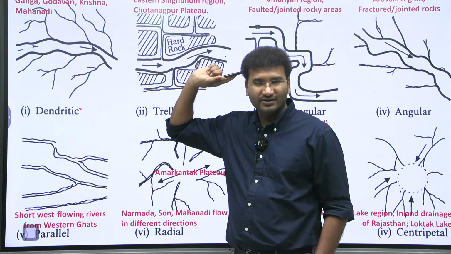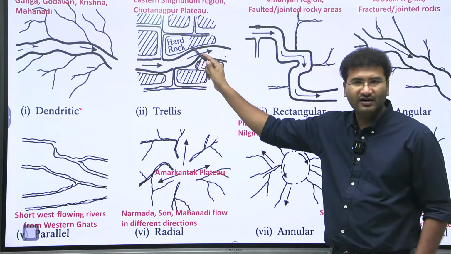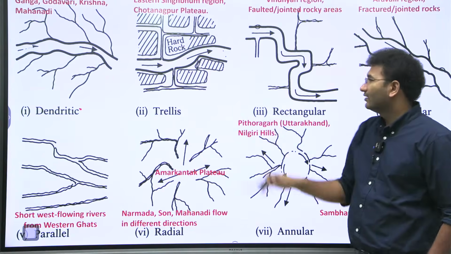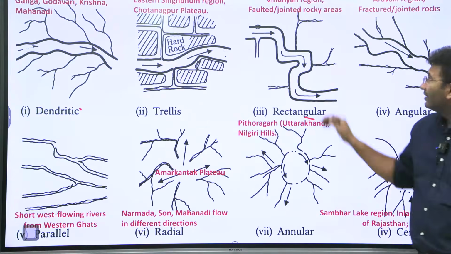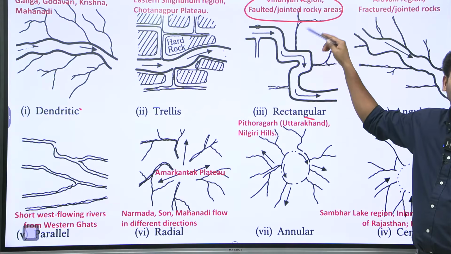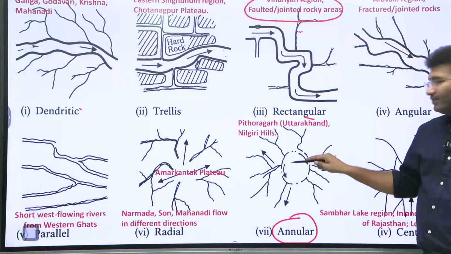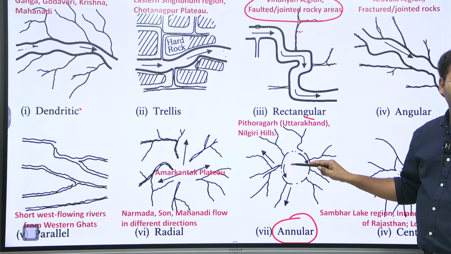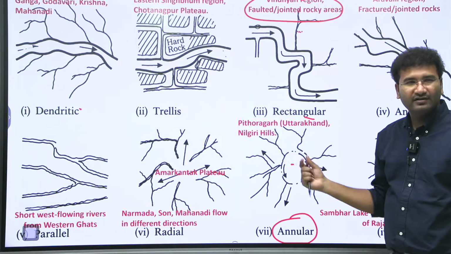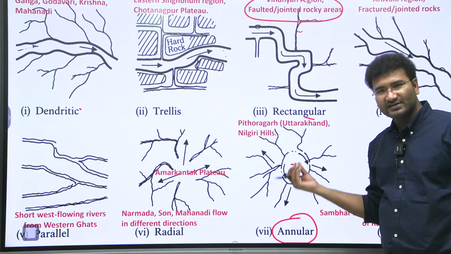First, dendritic: Godavari, Ganga, Krishna. Then Singhbhum Plateau, trellis. If the rocks are hard and the river will find its way, only a small stream will be there. Then you have the rectangular pattern, in Vindhyan regions, in the faults of Vindhya. Annular, I already told you, Pithoragarh and Nilgiri mountains. But this is very hard to find in India, very minimal. Still, if you have to give an example, it is Nilgiri mountains and Pithoragarh.